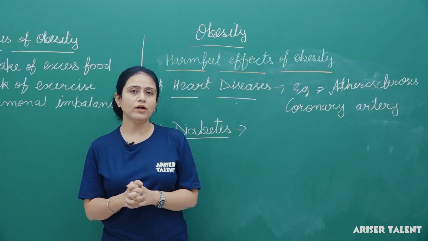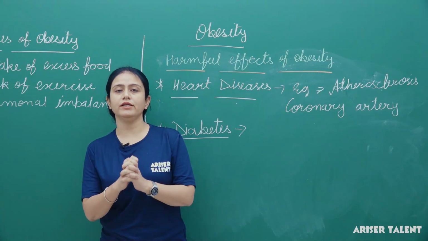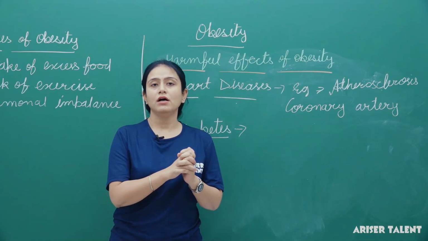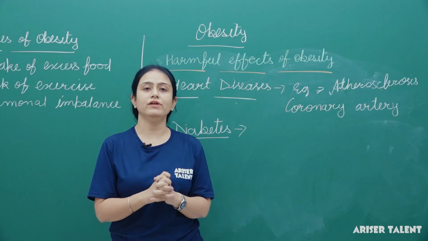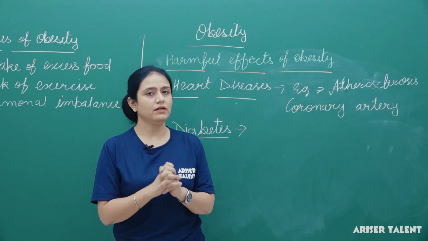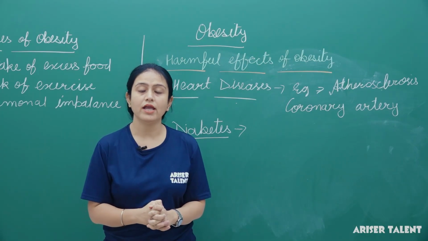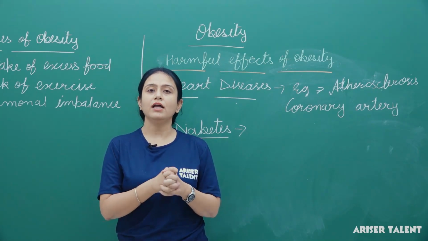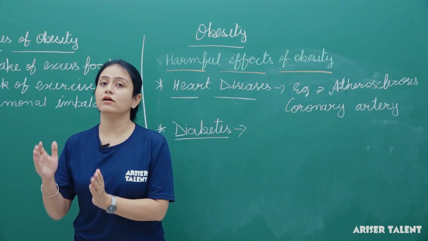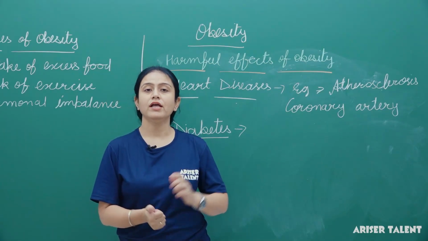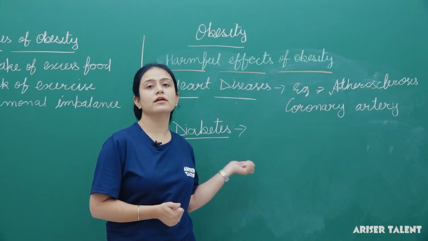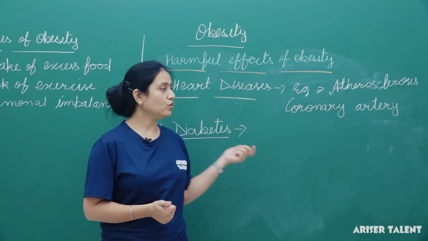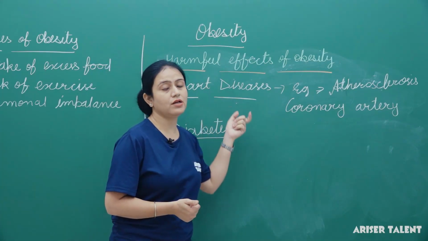But what happens when you consume extra fat, or you take fast food, which contains extra sugar? When the sugar level increases in the blood and the insulin cannot control it, then this condition is known as diabetes. So we can say that obesity causes diabetes.